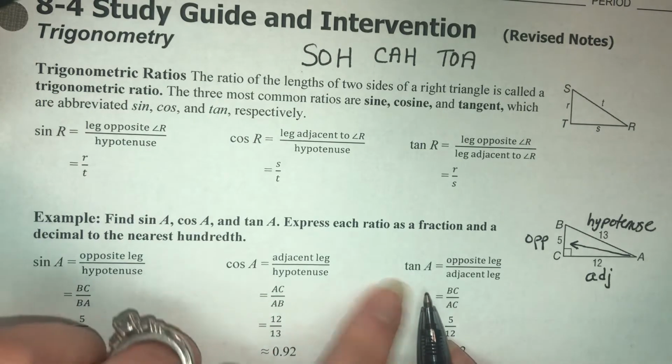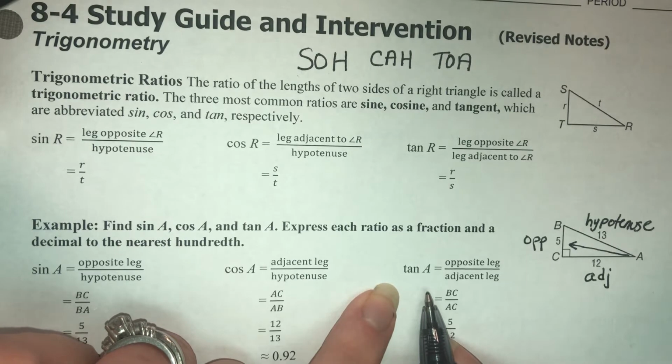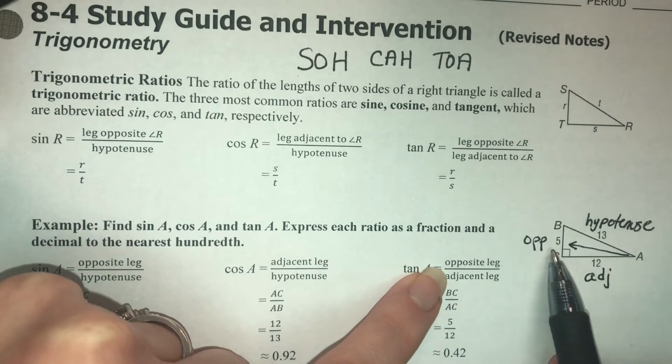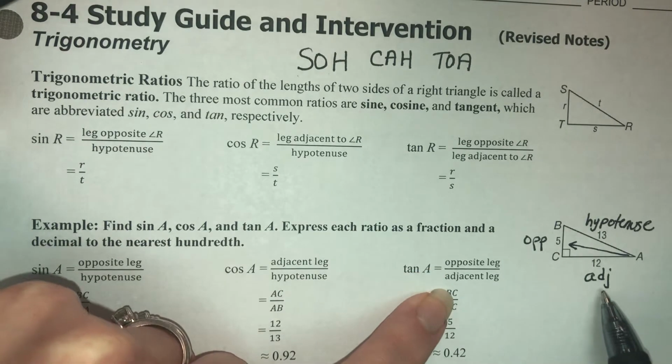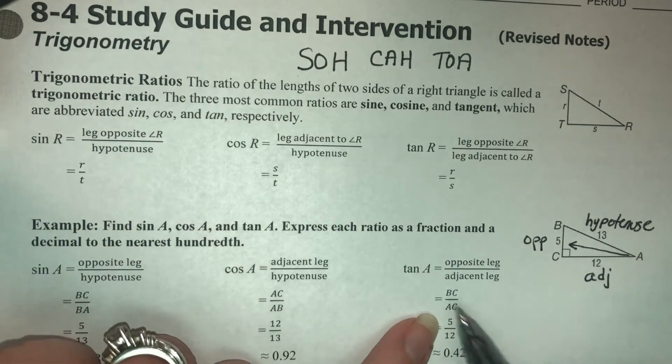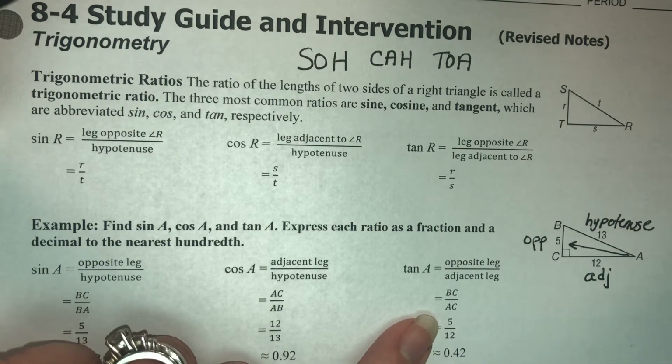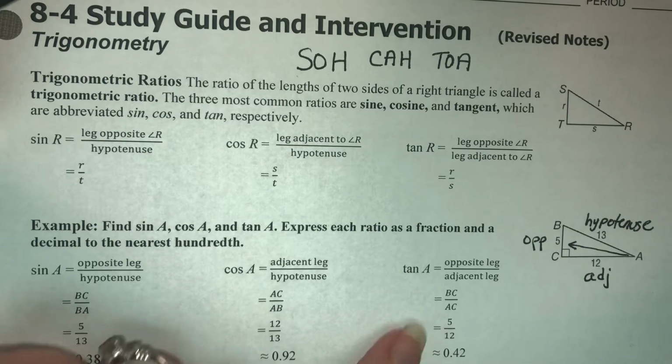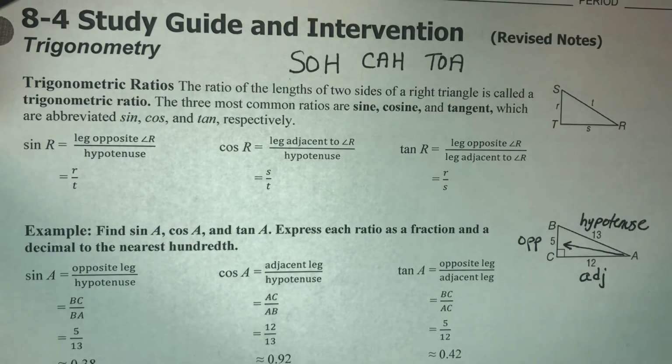And last, the tangent of the angle A is equal to the opposite side over the adjacent side. So you don't use the hypotenuse at all when you're doing the tangent, just the two legs. Okay, so the order of all this stuff matters.